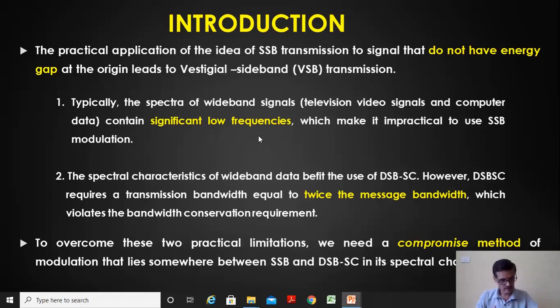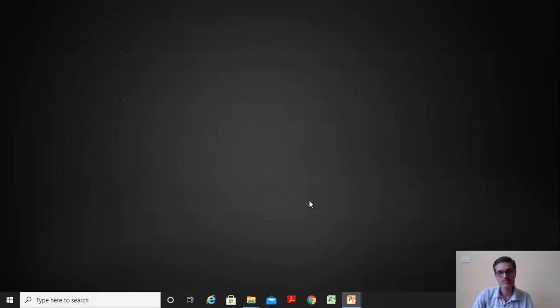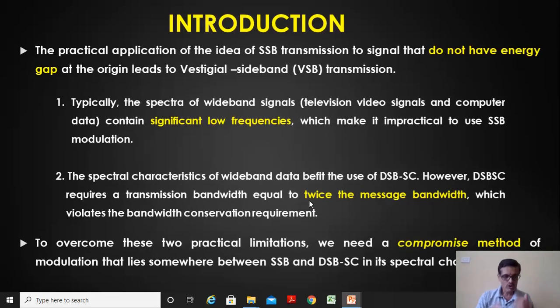One solution is to go for DSB SSC, double sideband suppressed carrier, but what is the bandwidth required there? It is twice the message bandwidth. So we need a compromise between these two methods. We have to save the bandwidth, and also we have to design a band pass filter which is practically implementable. So the solution is vestigial sideband transmission.